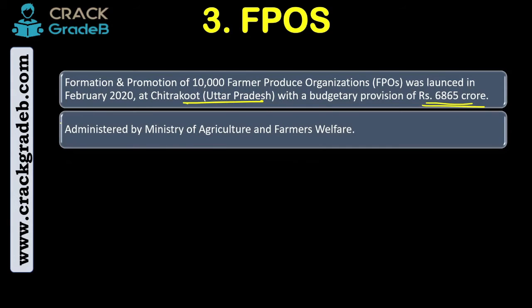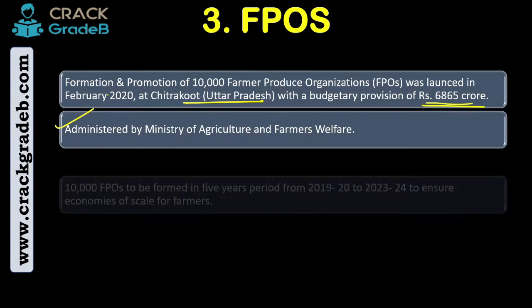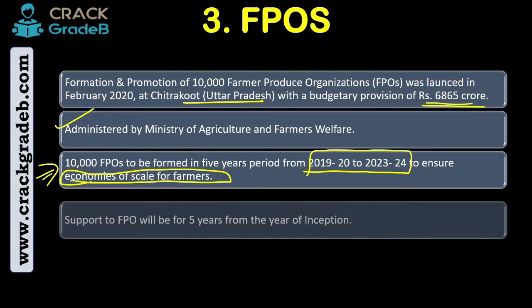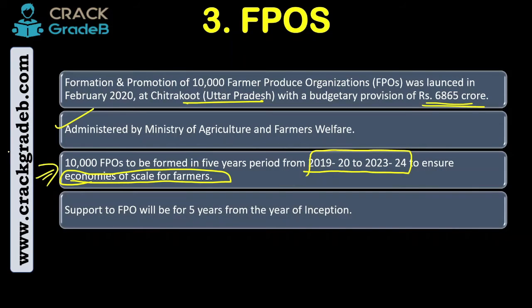Now, this is administered by the Ministry of Agriculture and Farmer Welfare. 10,000 FPOs are to be formed in 5 years, for a period of 2019-20 to 2023-24, to ensure economies of scale for farmers. Getting my point? Why are we studying this? We are studying this because 10,000 more FPOs are going to be formed in the next 5 years. Okay. Support to FPO will be for 5 years from the year of inception. From when it is incepted, it will get support for 5 years.